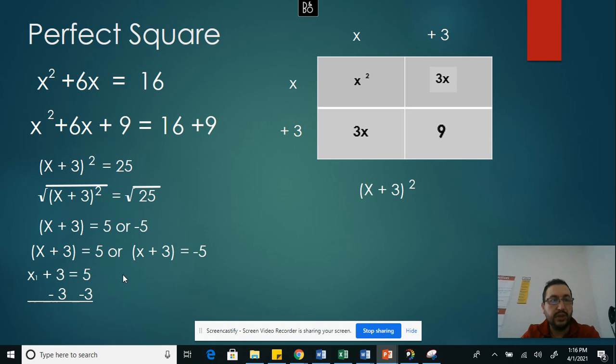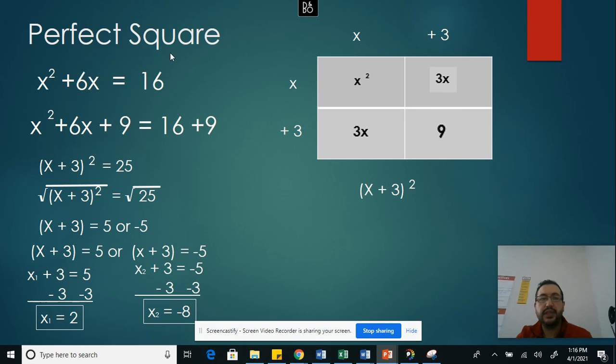Then split it into two equations. One answer will be x equals 2, and the answer for the other part will be x equals negative 8. So that's how we complete the square. We use the box method, split it, and then the number that we need, we add it, but add it to both sides of the equation, then get the square roots and solve the equations.